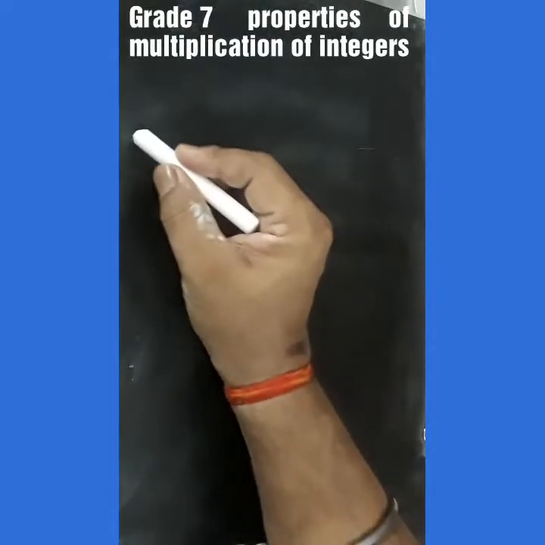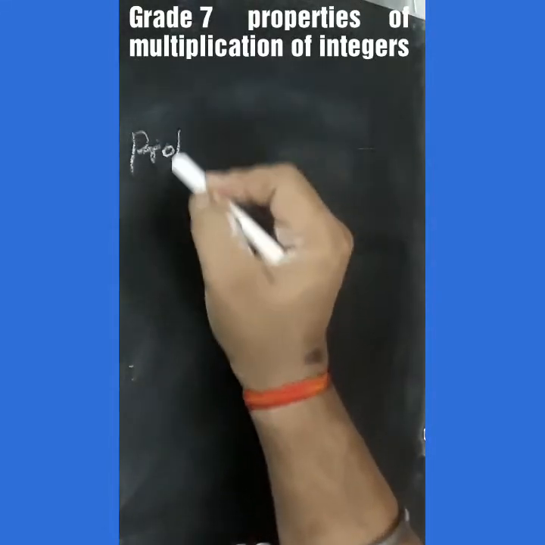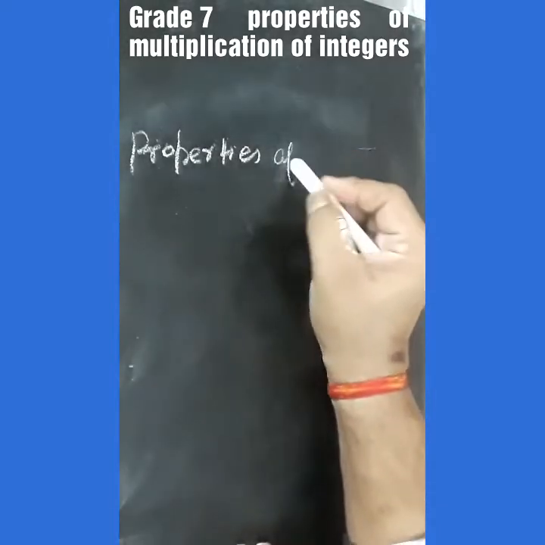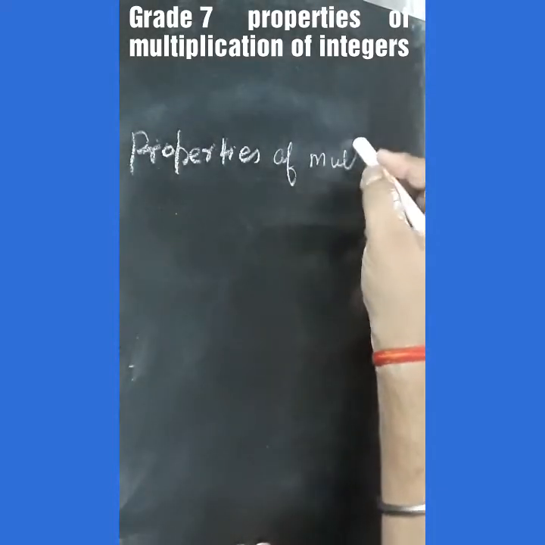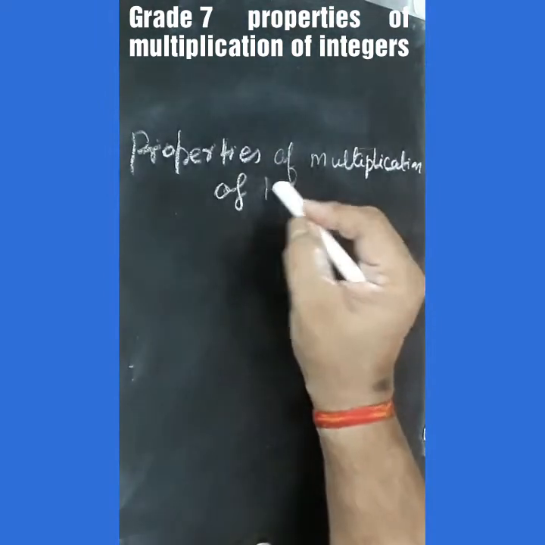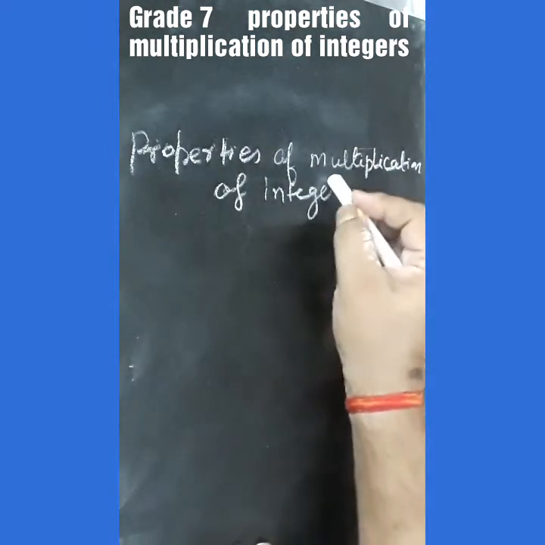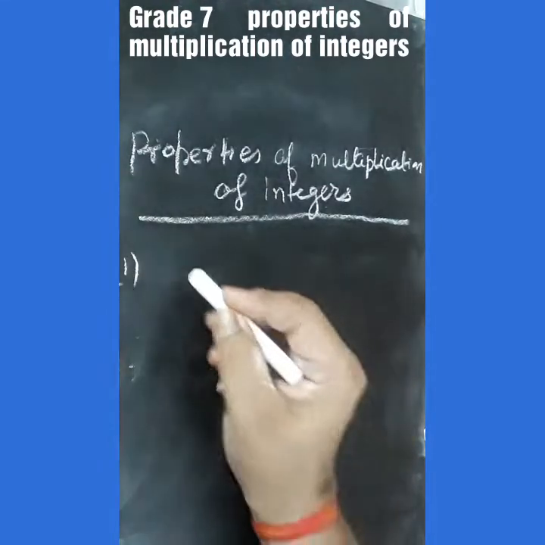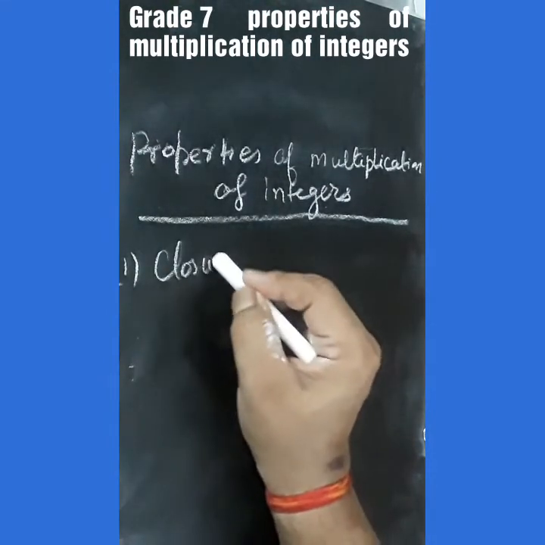We are going to see properties of multiplication of integers. First, let us see closure property.